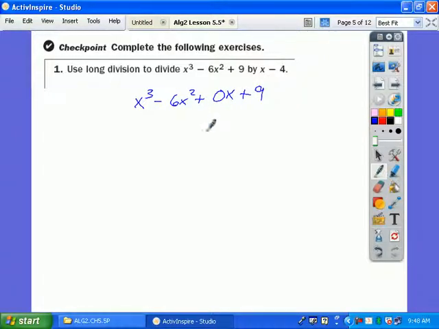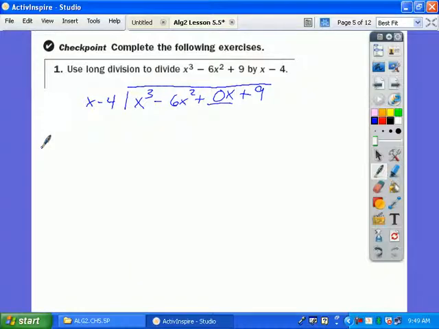And you can either write 0x or you could just draw a line, but you need to leave some way to let yourself know that there should be a column there for the x's. And we're going to divide this by x minus 4. And remember that these problems take up a lot of space, so please accommodate for that.